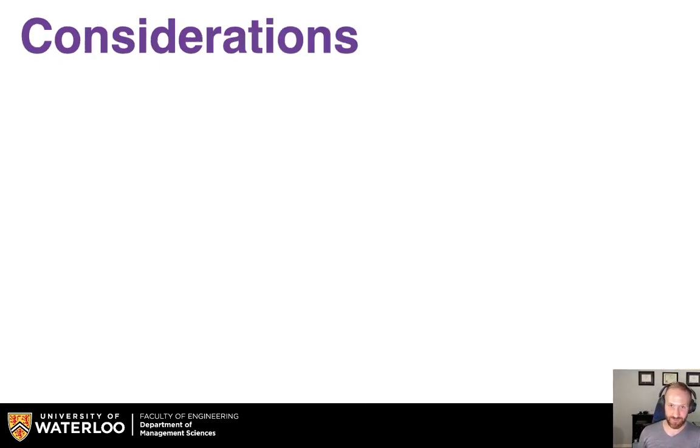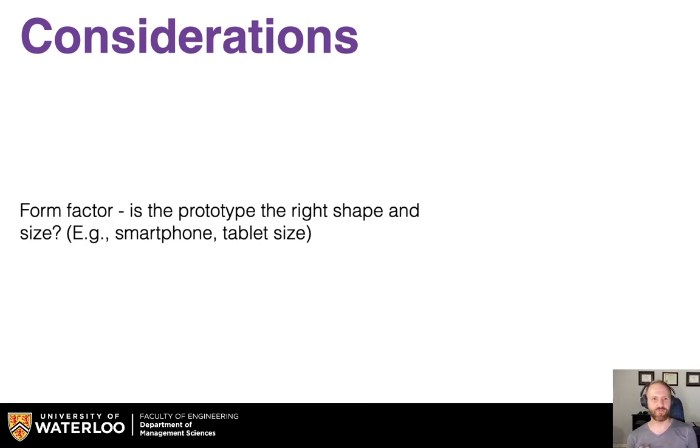Some considerations when you're paper prototyping is you want to consider the form factor. Is the prototype the right shape and size? If you're developing for a smartphone or a tablet, you want to make sure you actually cut it out in the right size so that it gives you an idea of how many things you could fit on that screen. If you're designing for a mobile form factor, but you make a big screen, you're not going to catch that you have limited screen real estate. This might be especially important if you're doing this for, say, an older phone that has an even smaller screen.